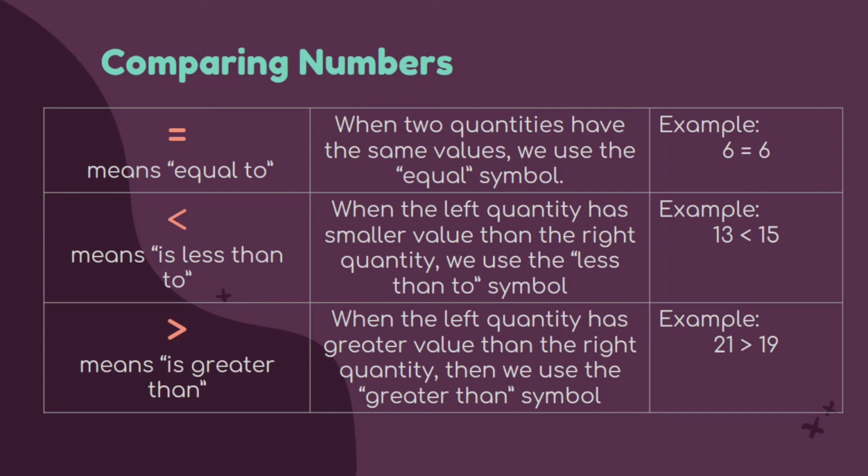The last symbol means is greater than. When the left quantity has greater value than the right quantity, we use the greater than symbol. For example, 21 is greater than 19. The left quantity, which is 21, has greater value than the right quantity, which is 19. So we use the greater than symbol. 21 is greater than 19.